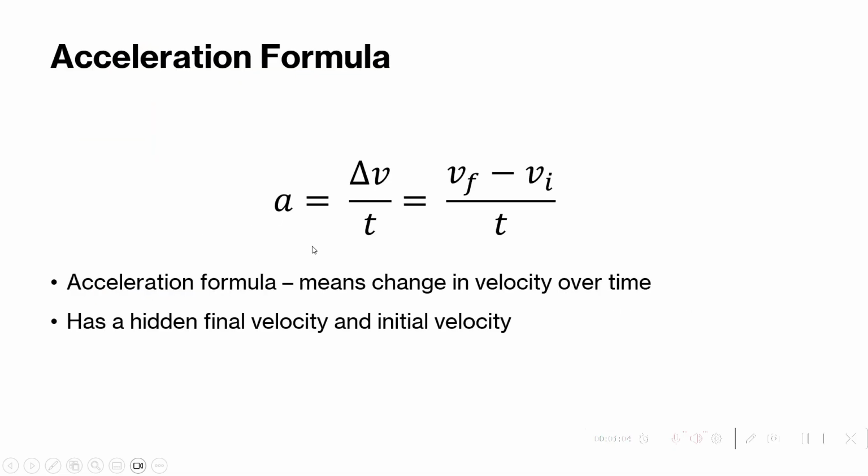This one sometimes is the one that confuses students the most. It has the change in v over t. Remember, the triangle means the change, which doesn't mean average velocity. It means the v final minus the v initial over time. That is the one that has the hidden v final and v initial.